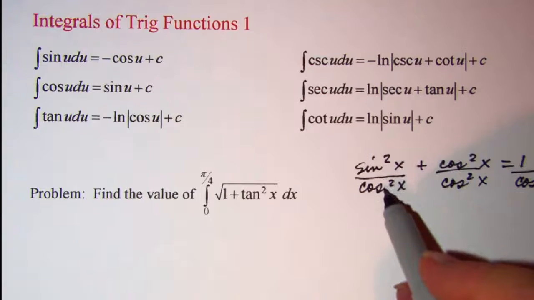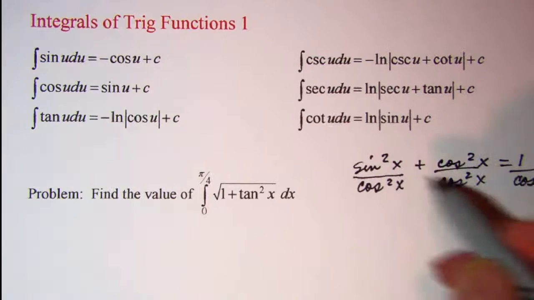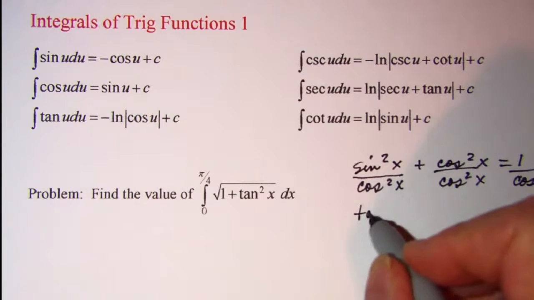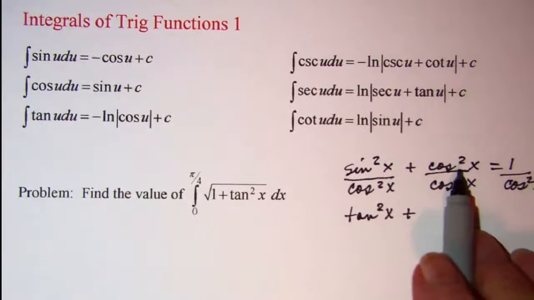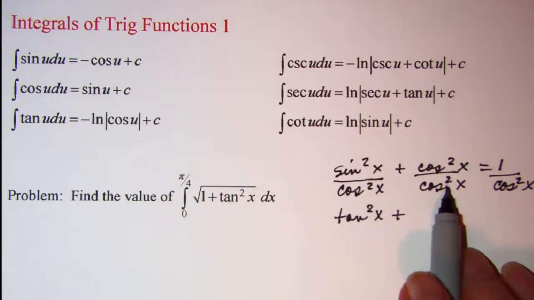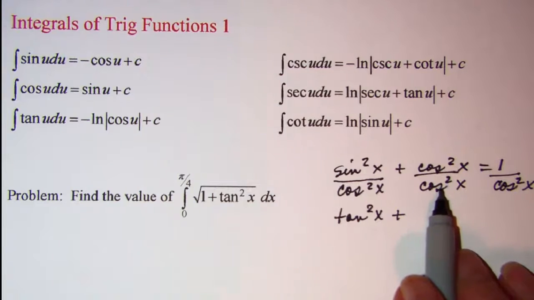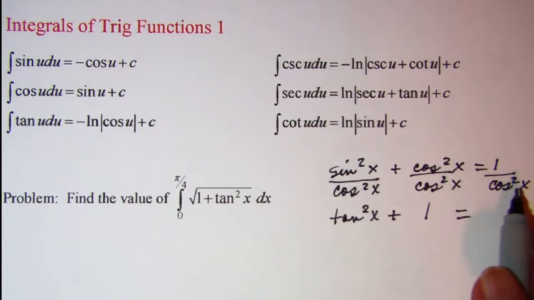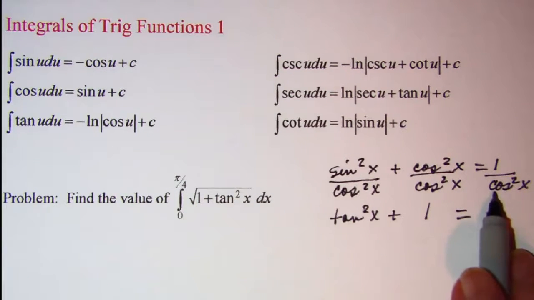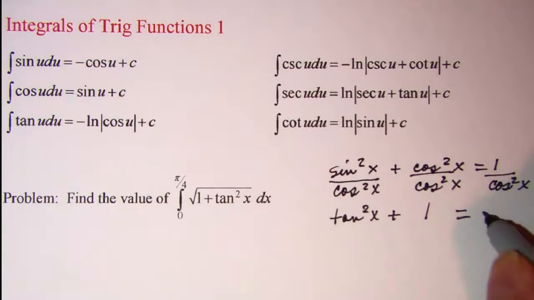this term becomes tangent squared x. This term is 1, cosine squared x over cosine squared x. And then this term is the reciprocal of cosine, which we know is secant. So this one is secant squared x.